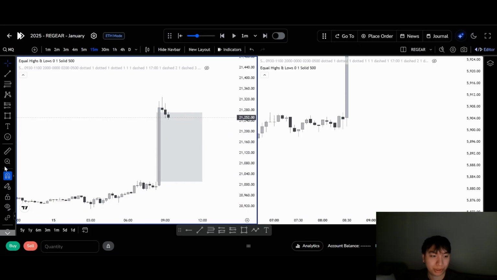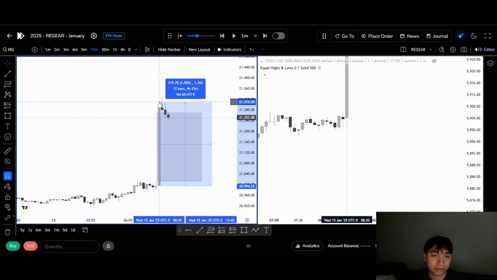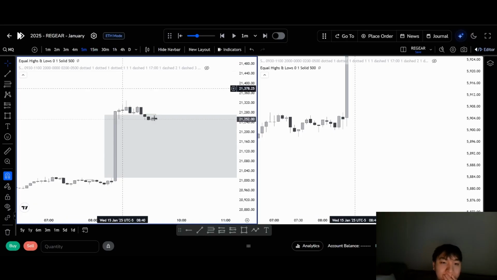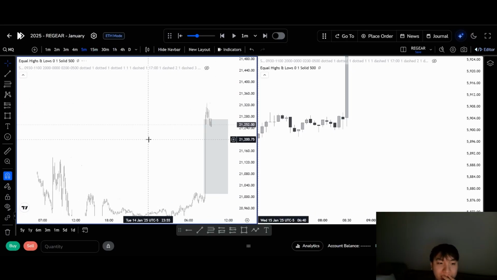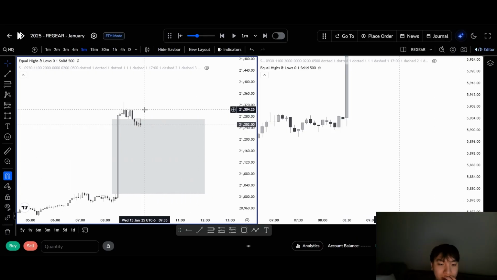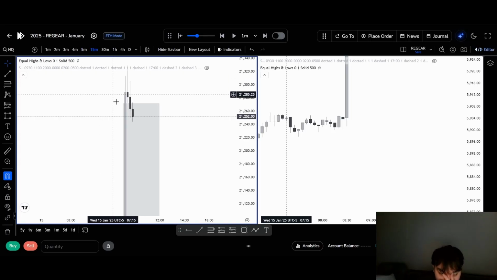This is just a giant wick. How tall is this? Jeez. 15. That's crazy. Okay. I just want to make sure we're not doing this right now.